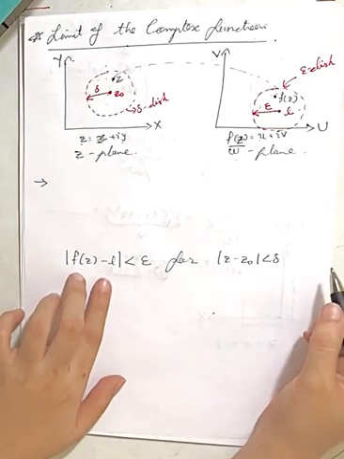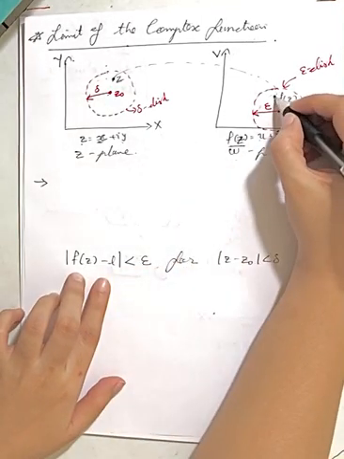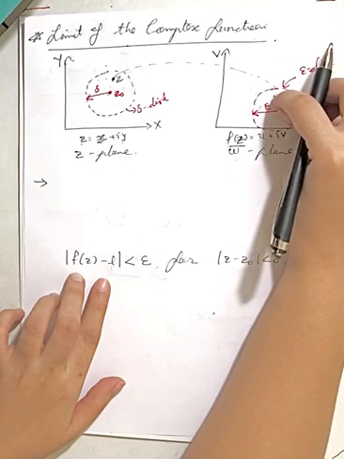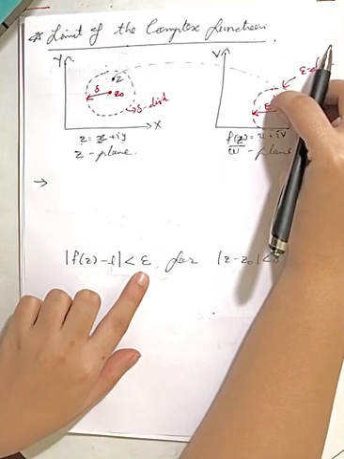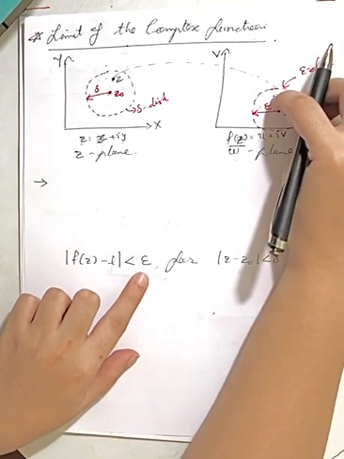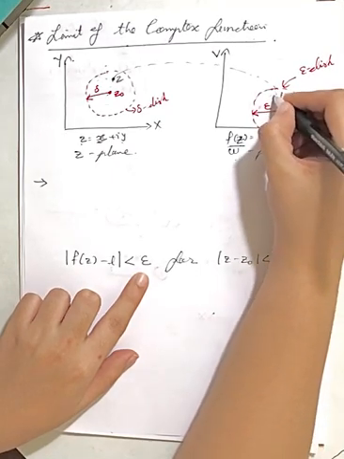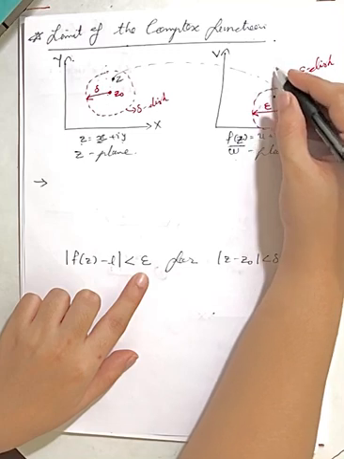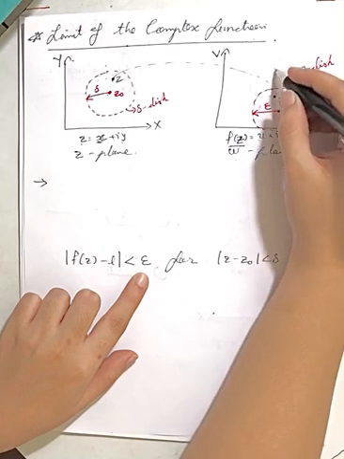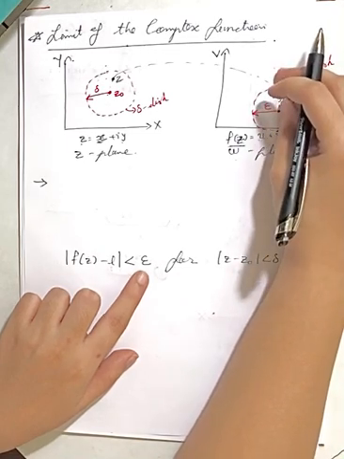Now what does this mean? If the difference between f of z and L is less than epsilon, that means this f of z point must be within this region. Suppose this f of z point was outside the region, then the difference between f of z and L would be greater than epsilon.